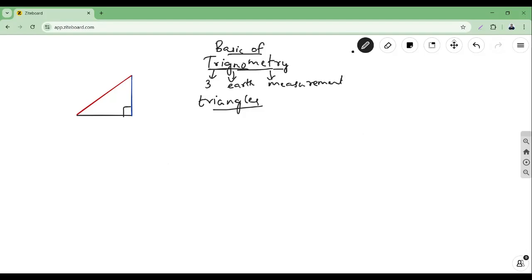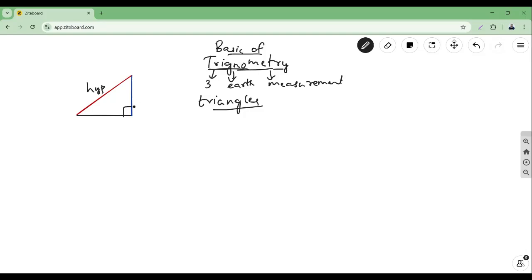Okay, coming to trigonometry, we're first going to learn the different sides of a triangle based on trigonometry. The red color side is called the hypotenuse. I'm just going to write the word to help you understand: hypotenuse. The hypotenuse is always opposite to the 90 degree angle. This is a fixed thing. This is not going to change.